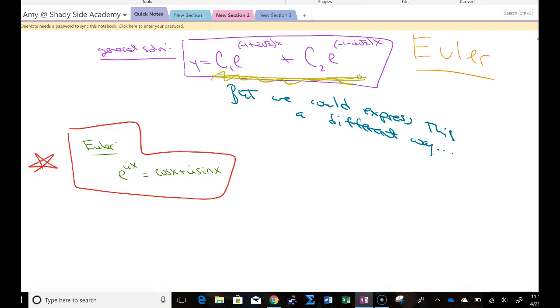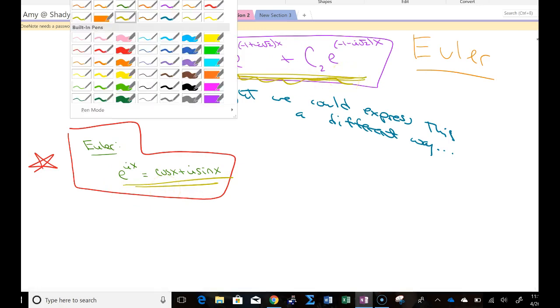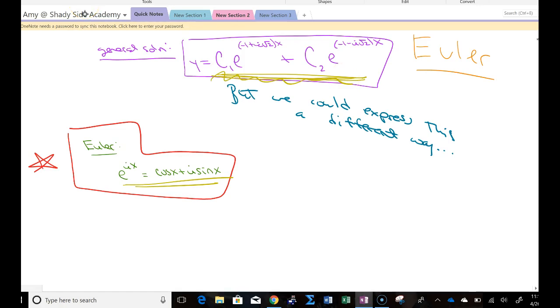We're gonna get into kind of the arduous algebra here. We're gonna take this general solution in conjunction with Euler's formula and reframe this solution. So I'm gonna just play with some exponents for a moment.